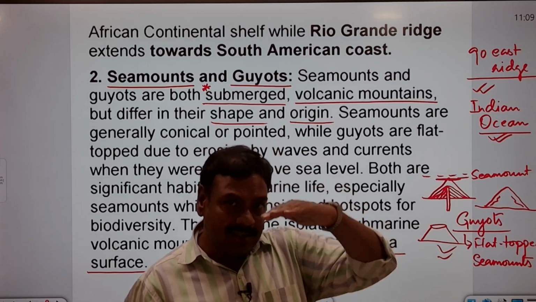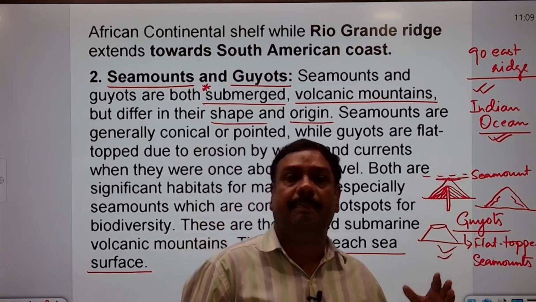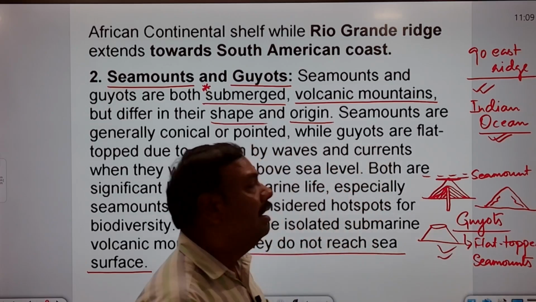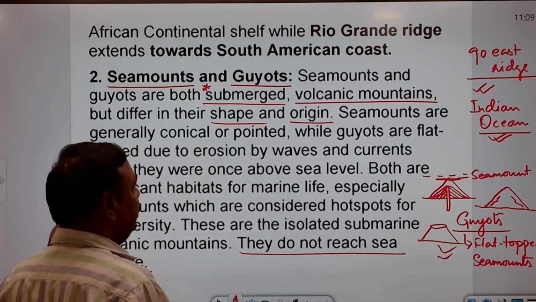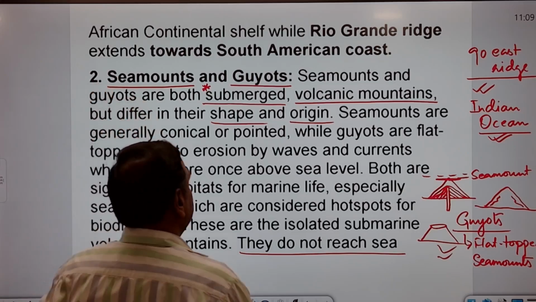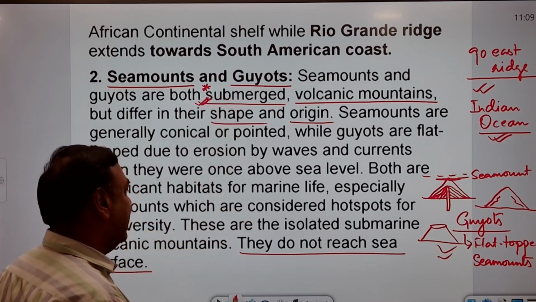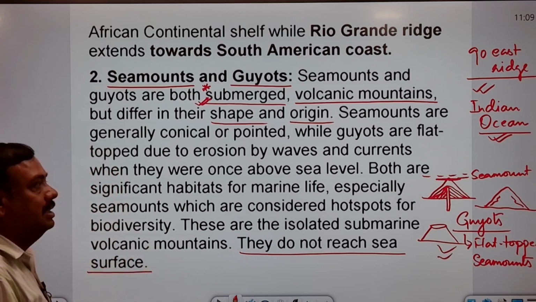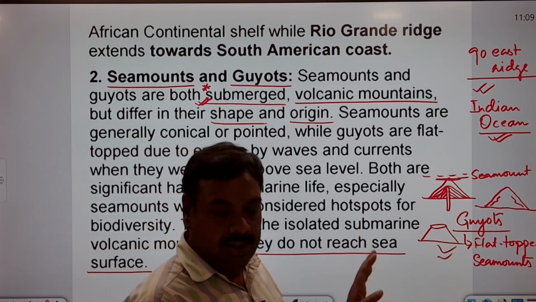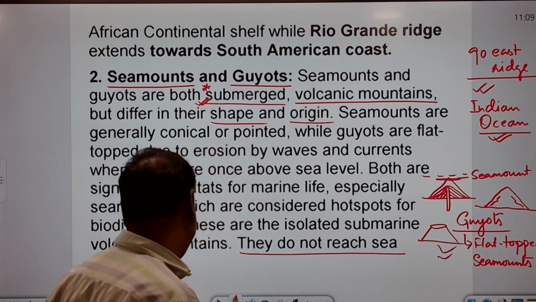But with the gradual sinking, we will discuss something in the part of atolls, when we discuss about atolls, right? So in that way we will discuss those things. But here you must remember that these seamounts and guyots are always submerged. These are always submerged under seawater, and that is why they do not reach the sea surface. This is the major thing you must remember regarding this minor relief feature, seamounts and guyots. Got it? Okay.